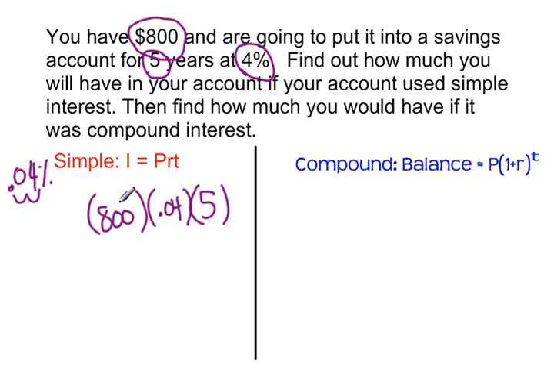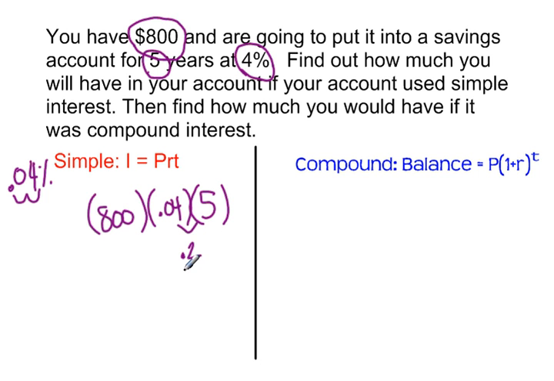So I need to do 800 times 0.04 times 5. I can do that in any order that I want. I'm going to do 0.04 times 5 first. I know that 5 times 4 is 20, and because of that decimal, it's going to end up being 0.2. So I did that first just because that seemed the easiest for me. You can do this in any order that you want.